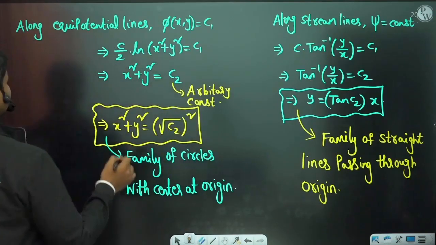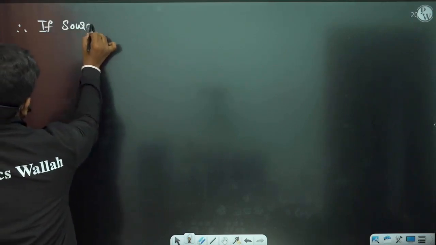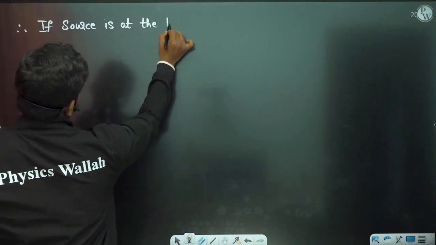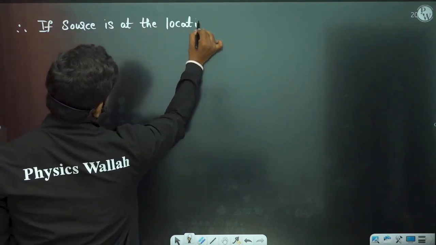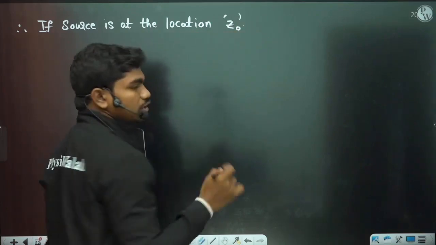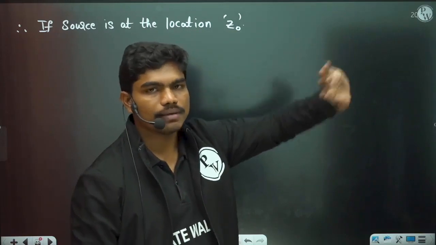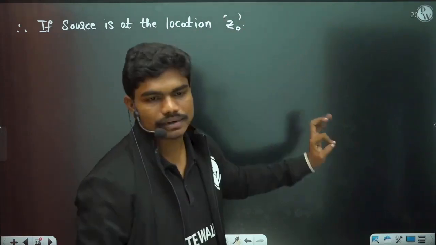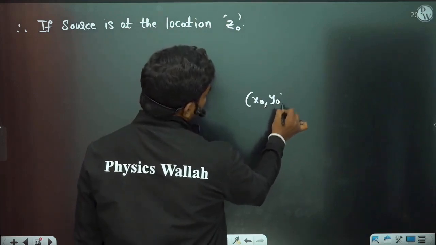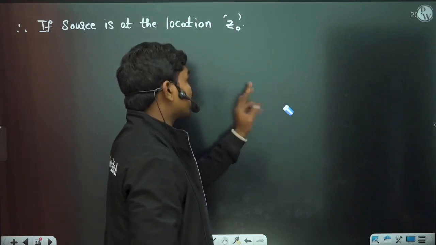If the source is at the location z0, for example, always the source need not be at the origin. Sometimes they can place it at any point in the two-dimensional plane, meaning at any point in the complex plane they can place a source. So let us suppose they place the source at the point x0, y0, which can be written as z0. So let us suppose they have placed the source at some point z0.